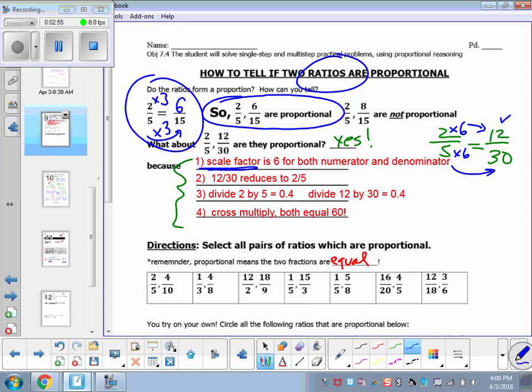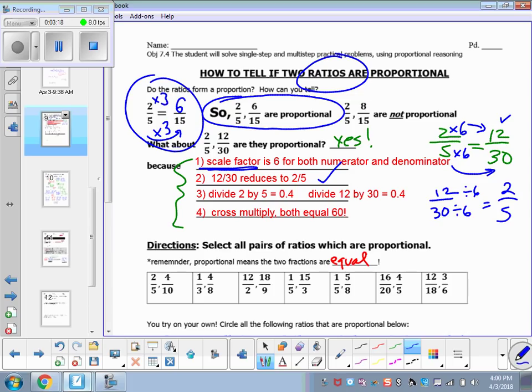All right, now let's take a look at the second way we can prove that this is true: to reduce. If I take 12 out of 30, if I reduce that, both of these here are divisible by 6. So if I divide by 6 and divide by 6, I'm going to end up with my 2/5. So once again, because it reduces to 2/5, we know that the two fractions are equal.